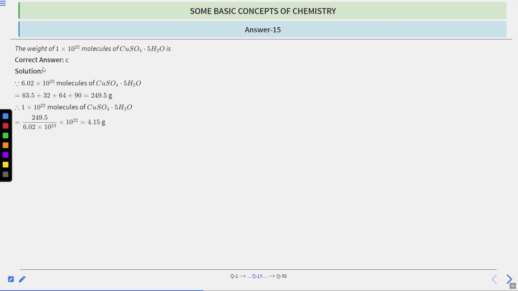Okay, so the correct option will be C. Since 6.02 into 10 to the power 23 molecules of CuSO4.5H2O will be equal to 63.5 plus 32 plus 64 plus 90, which will be equal to 249.5 gram. Therefore, 1 into 10 to the power 22 molecules of CuSO4.5H2O will be equal to 249.5 divided by 6.02 into 10 to the power 23 multiplied by 10 to the power 22, which is coming out as 4.15 gram. Hence, option C is correct.